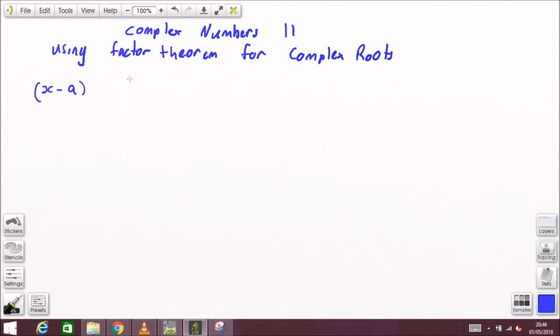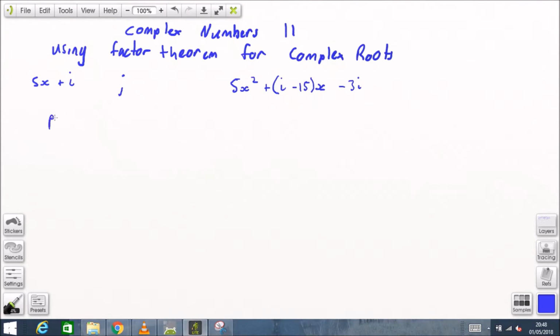Okay, in this video we're going to look at what happens when you use the factor theorem for complex roots. If x minus a is a factor, then the polynomial with a inputted instead of x will equal 0. But what if a is a complex number? So we'll take this polynomial and we're told that 5x plus i is a factor. This means that the polynomial with a inputted instead of x should equal 0, but what will a be?